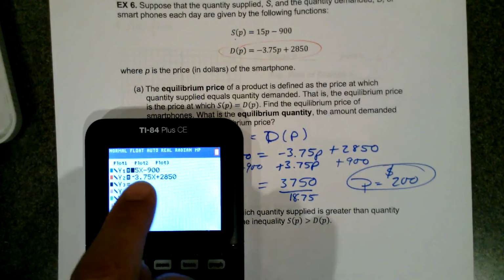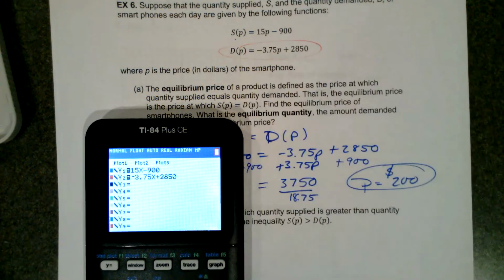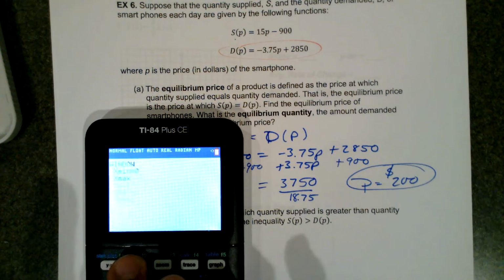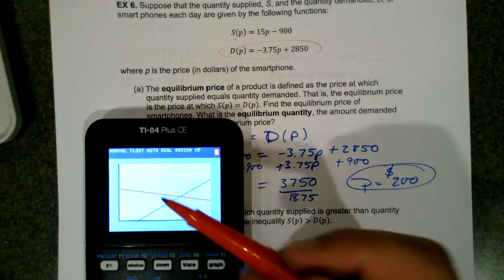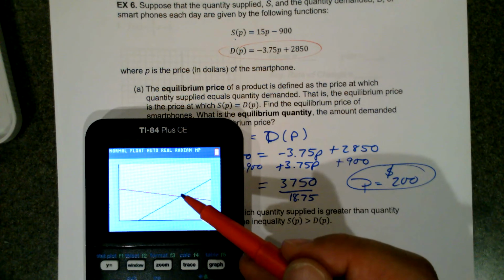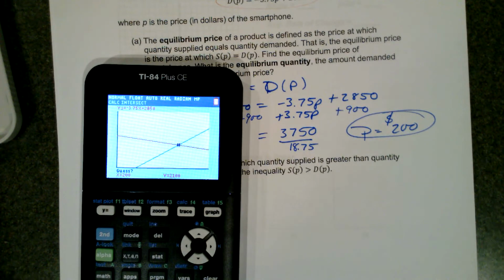Now, another way to do this is you could do this in your calculator. You can type in Y1 is 15P minus 900, and Y2 is negative 3.75P plus 2850. Again, you can mess around with your windows. I'm going to make this 0, 300, and I'm going to make my Ymin, Ymax 0, 5,000, and I'm going to graph it. When I graph it, I can see that these two lines are intersecting. And what I want to know is where they are equal, where they intersect. So that's where we can go second trace, intersect. First curve enter, second curve enter, and then guess. And that gives us our intersection.